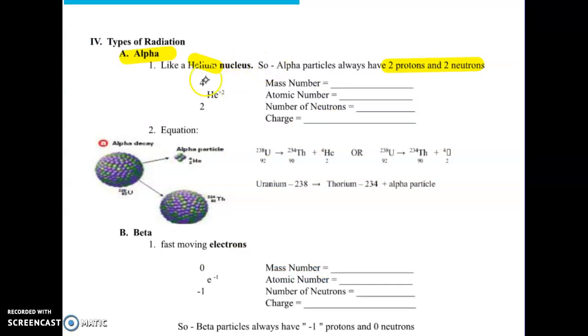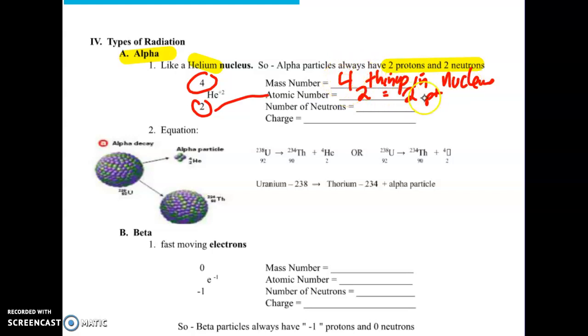So, what is the mass number? If you look at how we wrote that symbol, the mass number is 4, and that means 4 things in the nucleus. The atomic number is 2. That means that there are 2 protons. So if you know there's 4 things in the nucleus and 2 of those are protons, that means there has to be 2 neutrons.